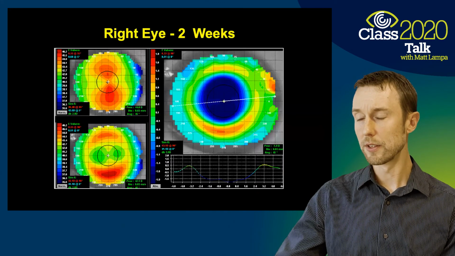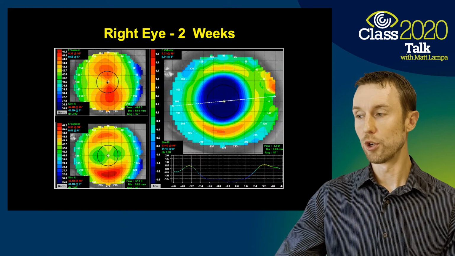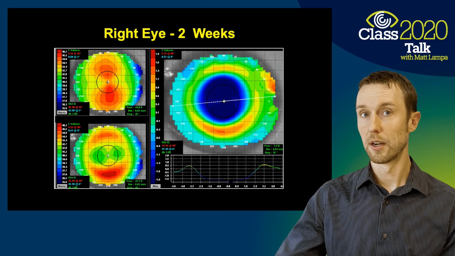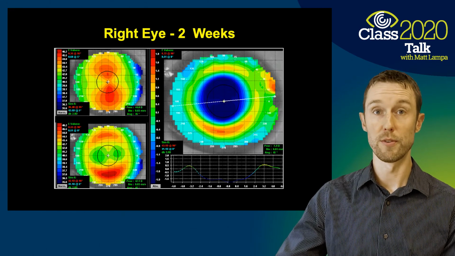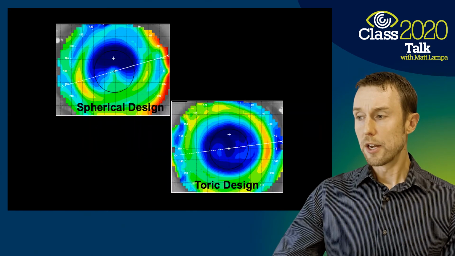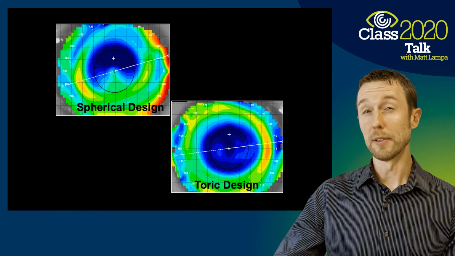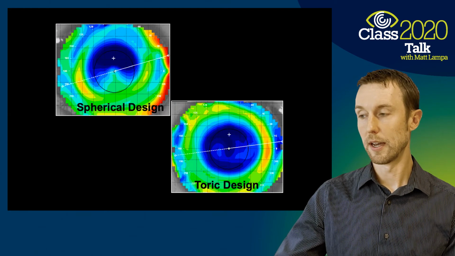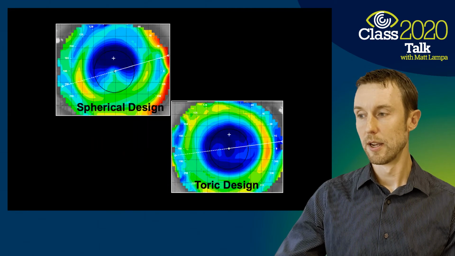So now let's give this another trial, and here you see this patient's right eye at the 2-week mark, just an awesomely well-centered contact lens and eliminating not only the patient's myopia, but also their corneal astigmatism. And then here you see side by side the standard spherical design top left and our toric design bottom right. Much better centration bottom right, much better treatment effect bottom right.